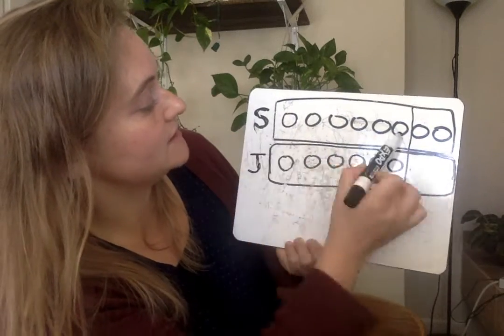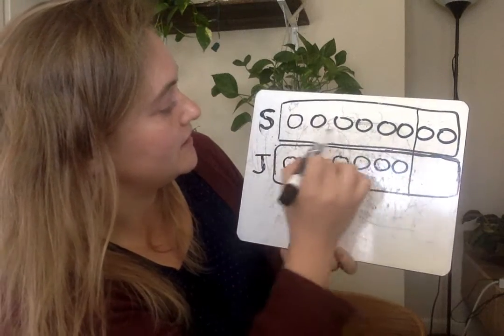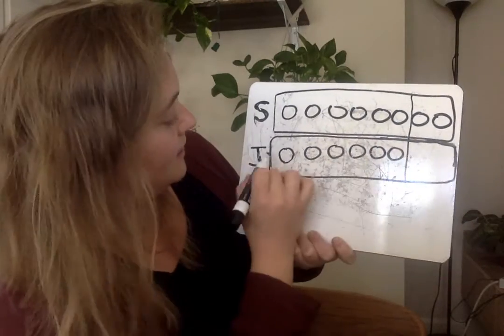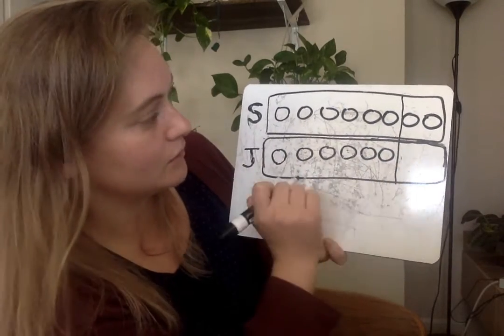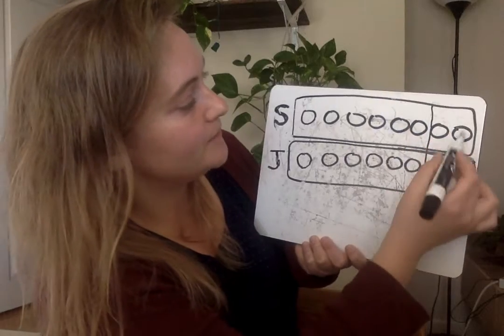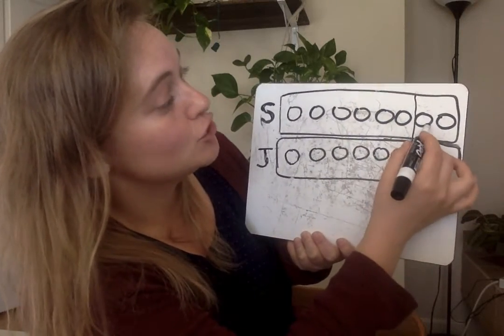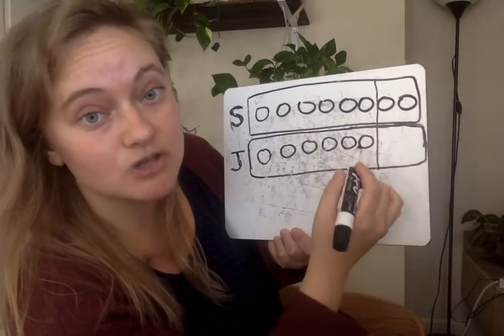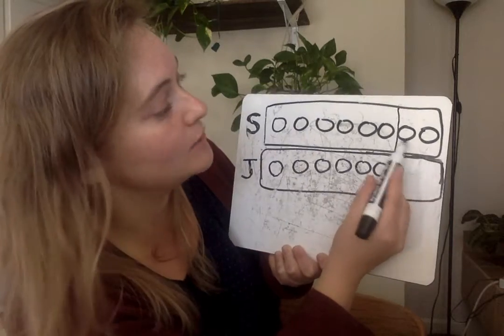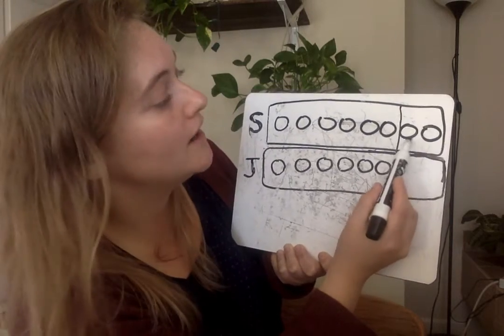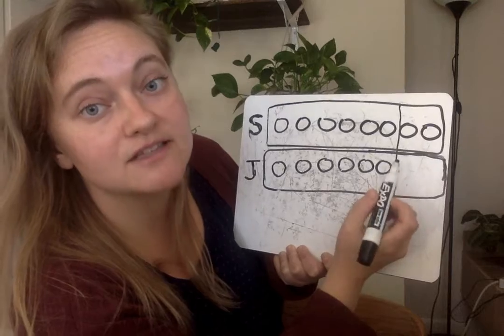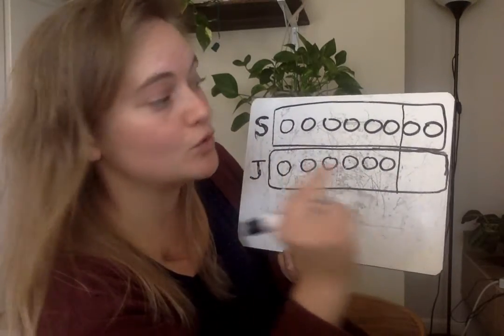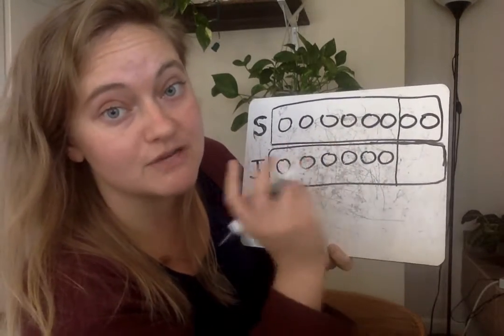Because Miss Shays has 6 donuts here, plus 2 is 8. And Miss Jocelyn has 6 donuts only. So we can see that Miss Jocelyn has 2 less donuts than Miss Shays. We count what's left here, right? 1, 2. Miss Jocelyn has 2 less donuts, or 2 fewer donuts, than Miss Shays.